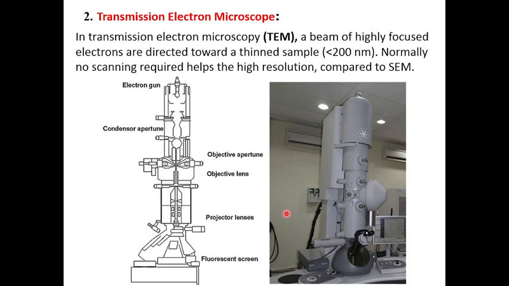Preparation is limited to electron-transparent samples, due to electron density and sample thickness. We can take images only when the sample can be sliced into a thin film. If the sample cannot be sliced into a thin film, we cannot take images of that type of sample. So this is also a limitation of TEM.